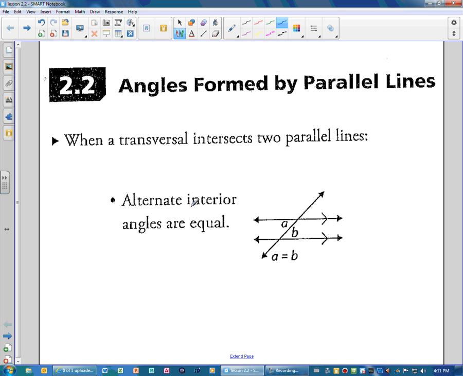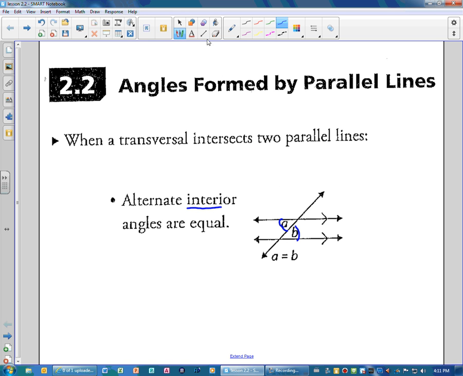In the last lesson we talked about this word interior, meaning inside. So this angle here is interior, and this angle here is interior. This one's interior and this one's interior as well, but they're not labeled, and those aren't the ones we're talking about. It says alternate, on either side. So this angle is the same as that angle, on the alternate side of the transversal, and they're on the inside: alternate interior. They're equal.